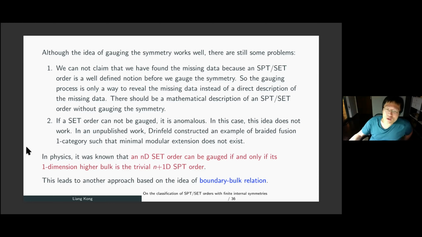Okay, but this is also the point that a new idea came out in physics. It was known that an nD SET order can be gauged if and only if its one-dimension-higher bulk is trivial, or the SET order does not have a 't Hooft anomaly if and only if its one-dimension-higher bulk is the trivial SPT order. This is the very crucial idea. So this leads to another approach based on the idea of the boundary-bulk relation. Why do you need that? Because you see, you need a one-dimension-higher bulk. So that's why you need a boundary-bulk relation. Okay, I'm going to explain that now.